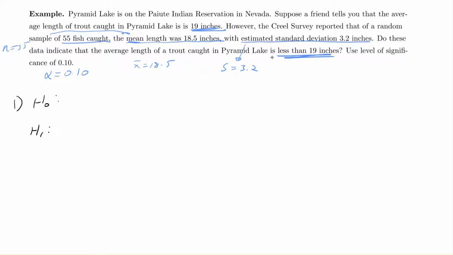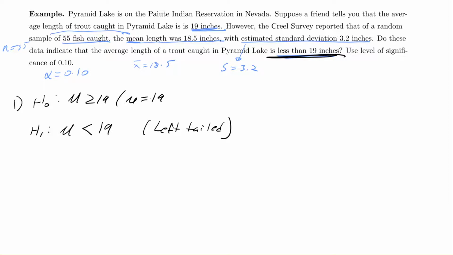Here, this is the alternative hypothesis. Is the mean length less than 19? So it's left tail. Left tail is also one tail, right? Left tail is only one side, right? So the null hypothesis then will be greater than or equal to 19, or we can also write equal to 19.